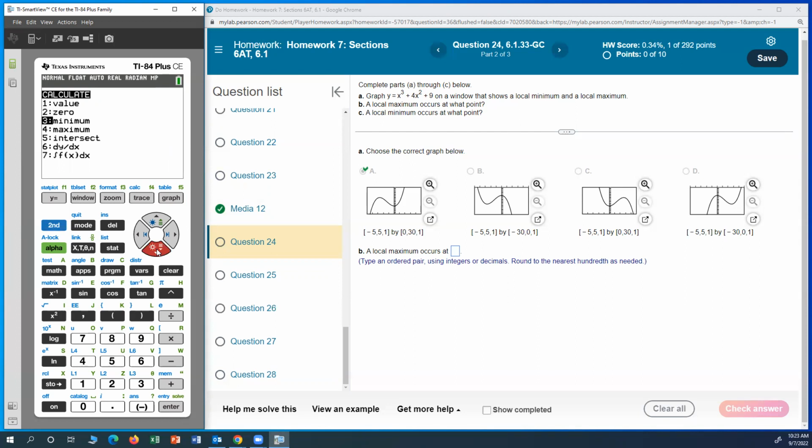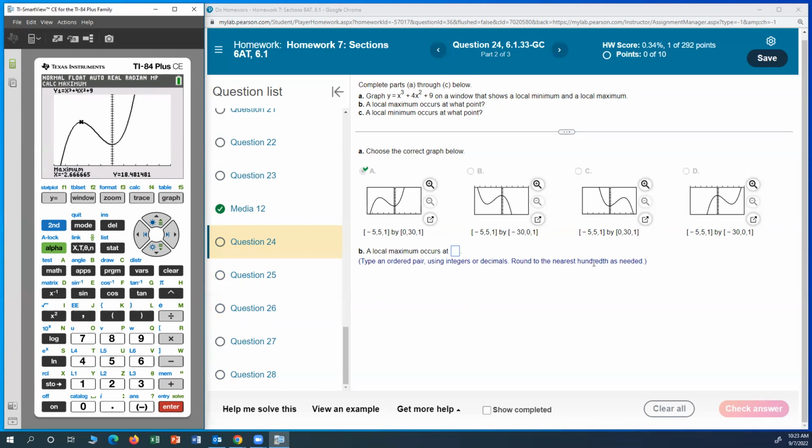So because I want a maximum, I'm going to select number 4. And notice what the calculator is asking me for. It wants a left bound. So I want to get my cursor to the left of the maximum and then hit enter. Now it asks for a right bound. So I use my right arrow to get to the right of the maximum and I hit enter. Now the calculator is saying, guess, do you want me to guess? And I hit enter because I do. And that's going to give me my maximum.